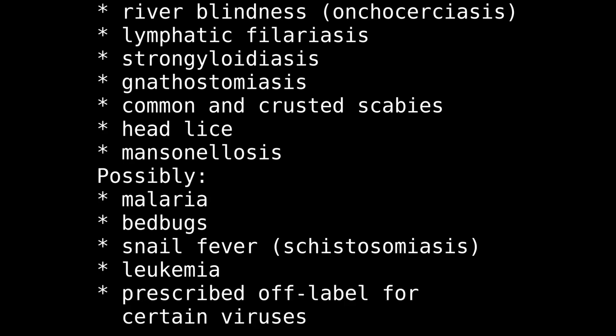It is also prescribed off-label as an antiviral agent against certain viruses. I should note, however, that some of these previous 4 diseases, such as malaria, would be treated indirectly by ivermectin. For instance, rather than assuaging the symptoms of malaria itself, ivermectin kills the mosquitoes that carry the disease and the single-celled parasites that cause it when at a high enough concentration.